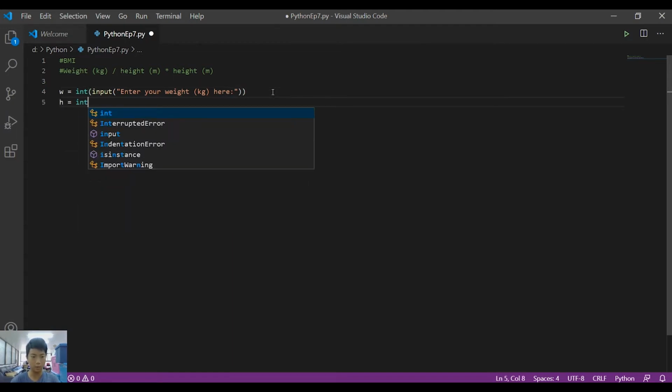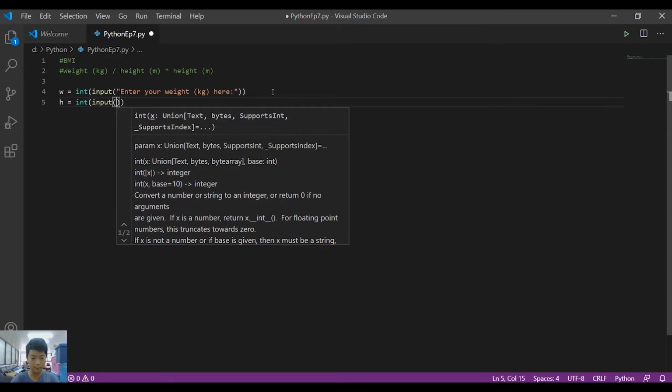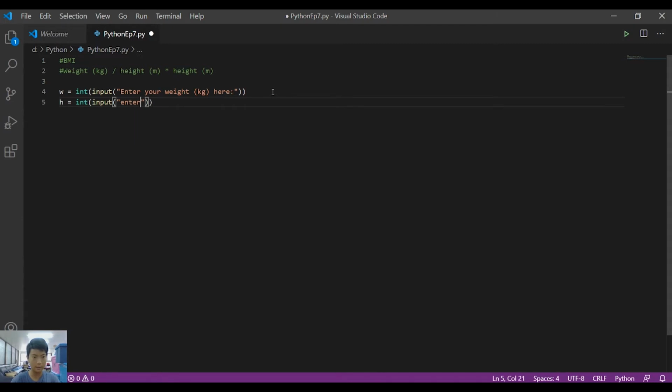Height equals int, same thing, input, and then another parentheses, enter your height here. And then remember to specify the unit for height, so that we know whether it's centimeter or meter. Actually, you know what? Let's just do centimeter, because then we can still convert it. So enter your height in centimeters here, and there we go. That's how they'll enter their height and weight.